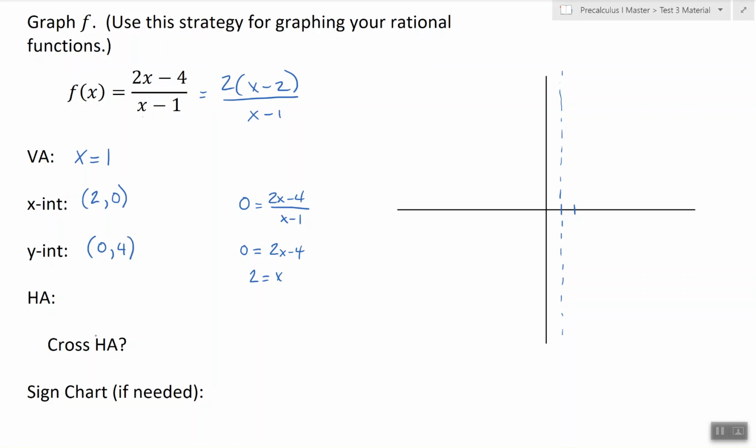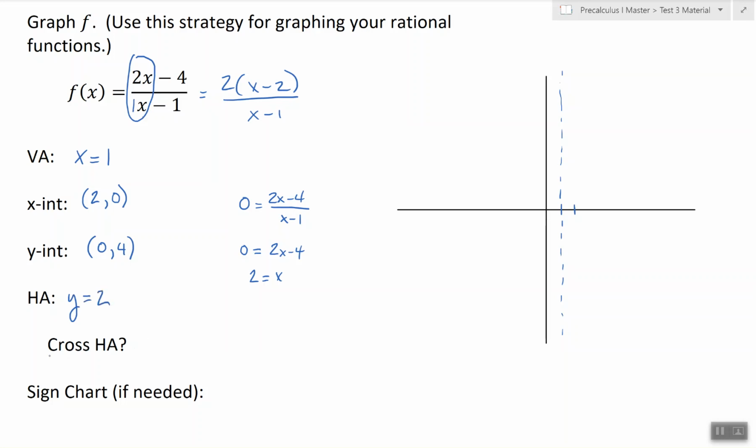Now your horizontal asymptote, you can find it several different ways. One of the easiest ways to do it is to see that you have the same degree there on top and bottom. So then you just divide the coefficients. So 2 divided by 1 is 2. So your horizontal asymptote is the line y equals 2.